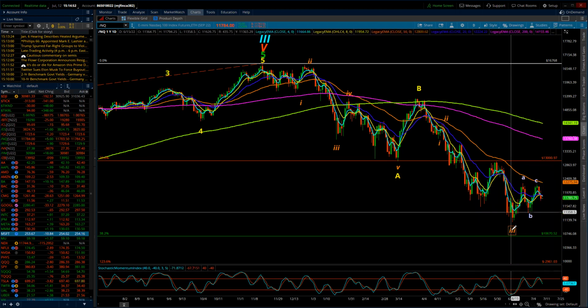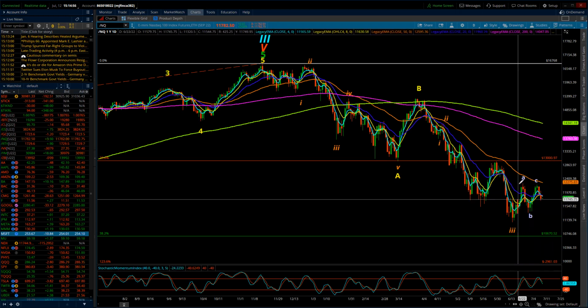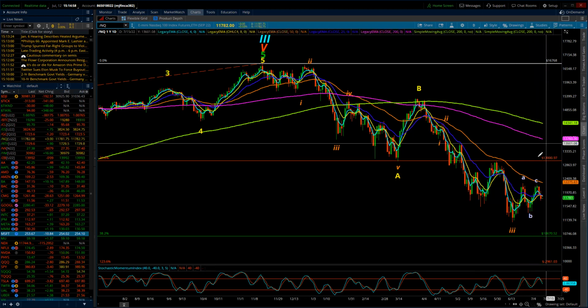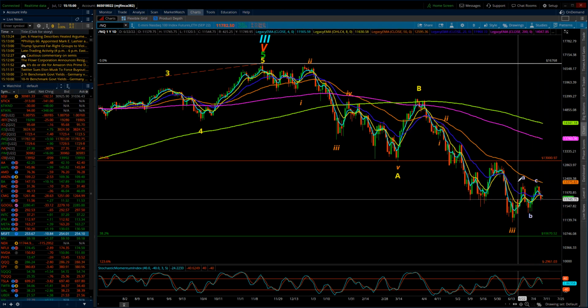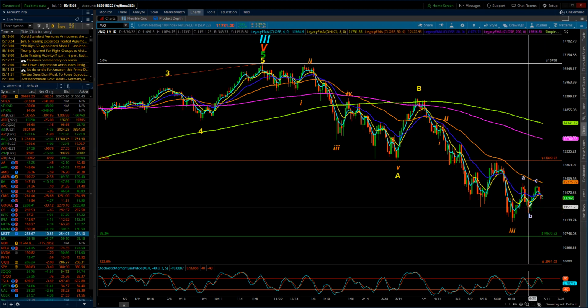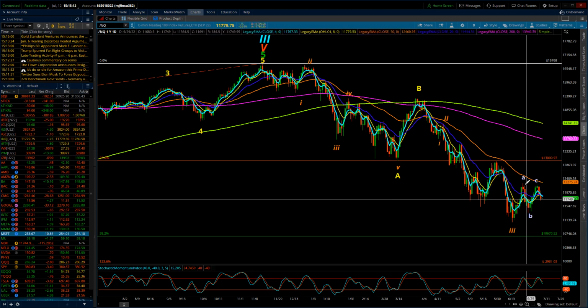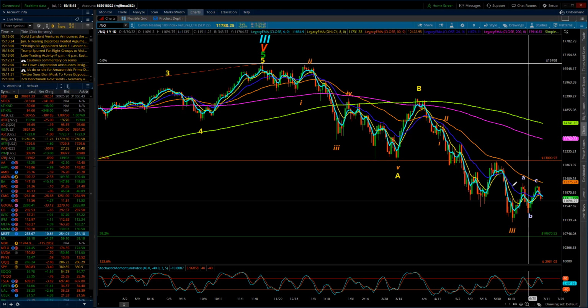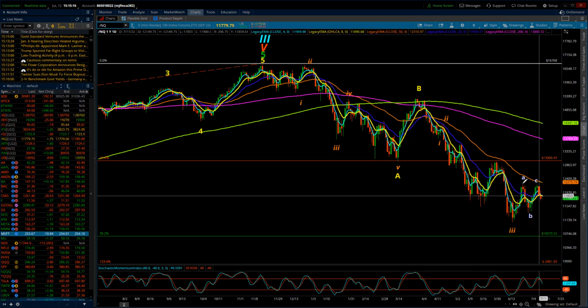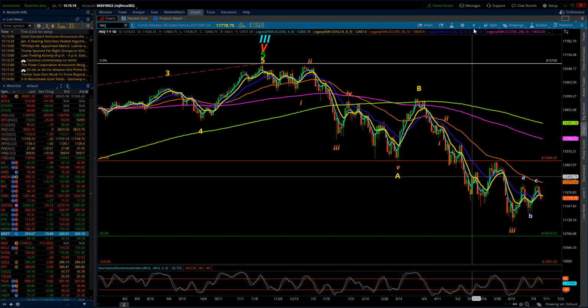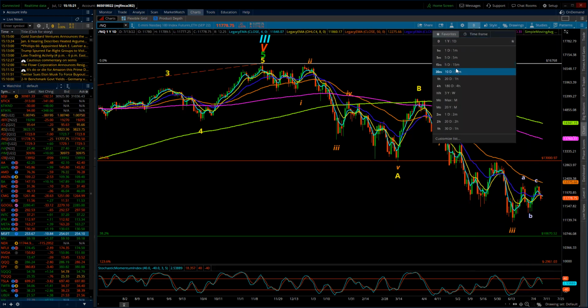Now, that triangle pattern gives a little bit of support that this is minor 3rd, because if it was a minor 2, triangles don't form in the second wave. Triangles form in B waves and 4th waves. So here we are in the 4, and it could very well work its way into that, and I will show you how once we come down one more tick. So let's take a look.